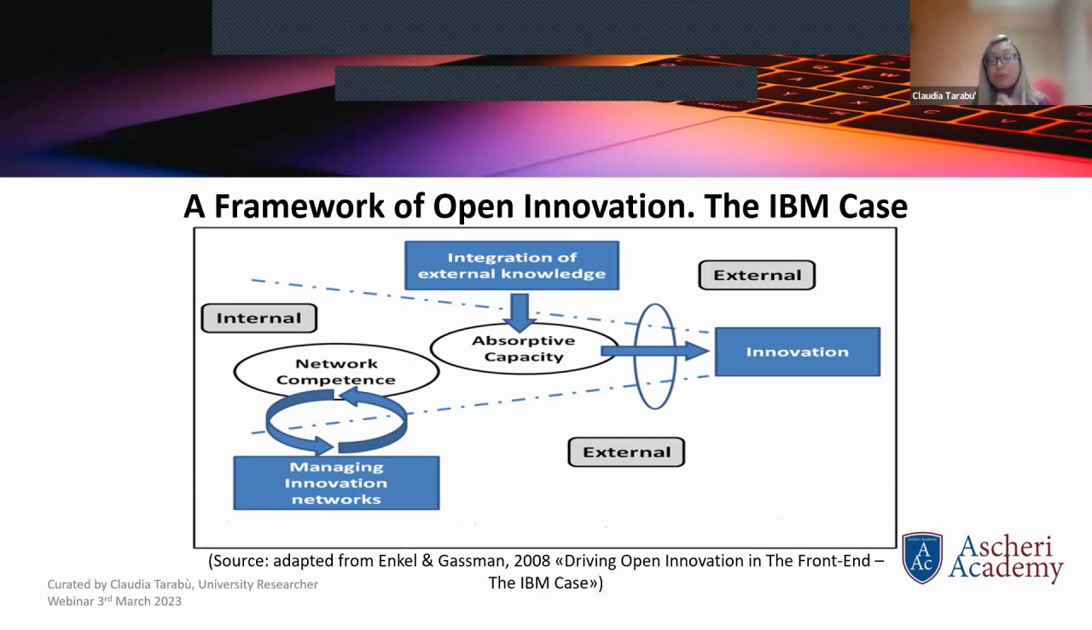And another noteworthy part for digital projects, for ICT projects, we can say, is the absorptive capacity of the company, because the company had to be extremely attentive in mixing the correct external knowledge with internal resources in order to foster innovation. Another particular aspect that we can derive from this framework is the network competence.